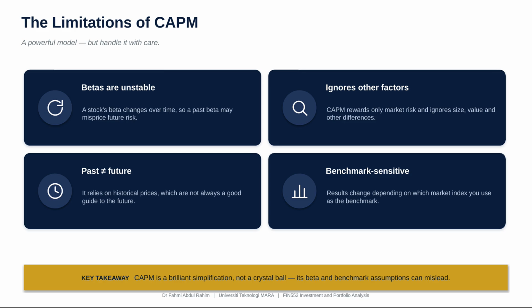The takeaway is balanced and important. CAPM is a brilliant simplification, not a crystal ball, and its assumptions about beta and the benchmark can mislead if you trust them blindly. Use it as a powerful guide, not an infallible oracle. Let us now pull the entire chapter together on a single page.